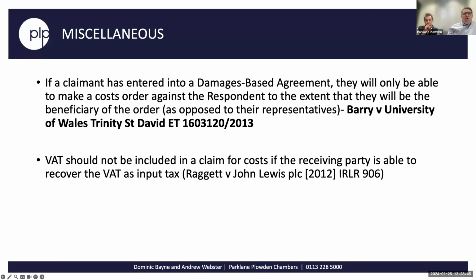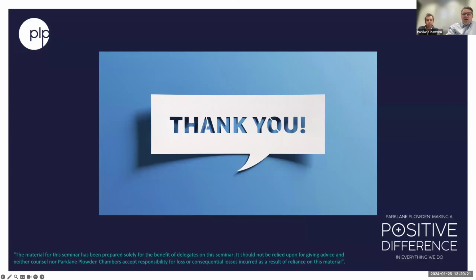And then a couple of more fairly minor esoteric points. If you've got a claimant who's entered into a DBA, bear in mind that they can only recover costs to the extent that they will be the beneficiary of the order. So if you suspect there's a DBA involved, it's a question worth asking. And certainly there are plenty of DBA cases still floating around in the employment tribunal, in my experience. And in terms of VAT, the position is equivalent to that in the county courts. It shouldn't be included in a claim for costs if the receiving party can recover it as input tax.